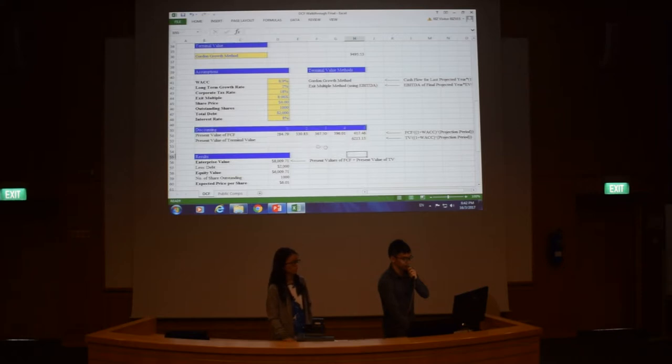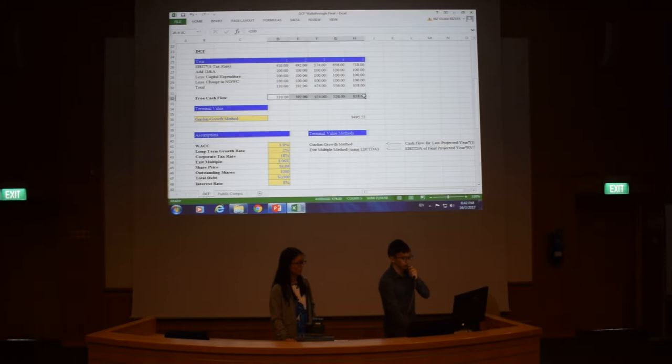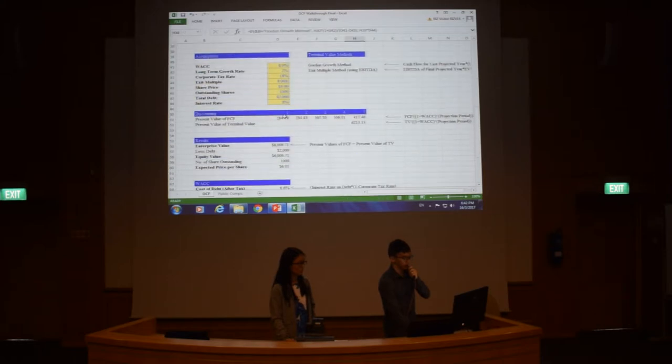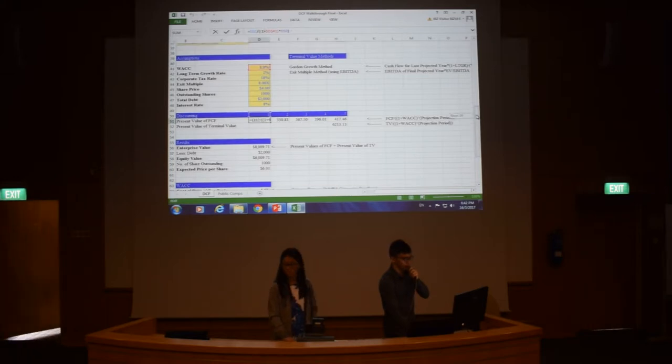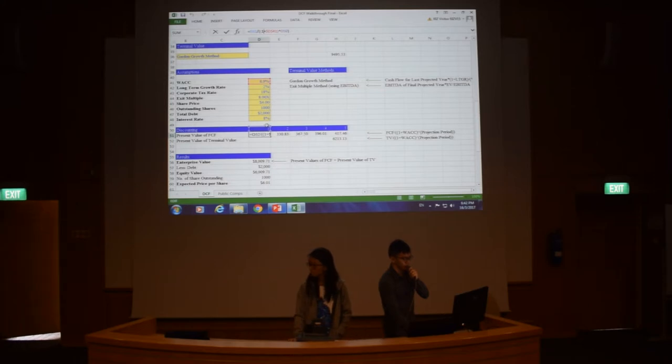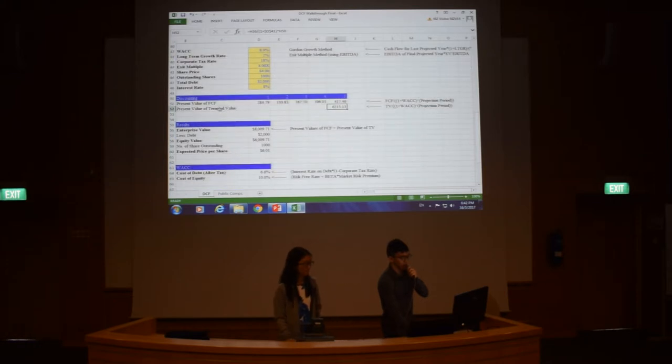So now we have our discount rate, and we have our values of free cash flow, as well as our terminal value. We can discount them using this formula: free cash flow divided by 1 plus WACC to the power of the projection period. For example, if it's the first year, it will be your free cash flow divided by 1 plus your WACC to the power of 1. And we do the exact same thing for the terminal value. So we get the present value of free cash flows as well as the present value of the terminal value.